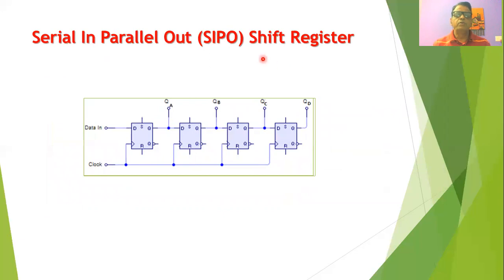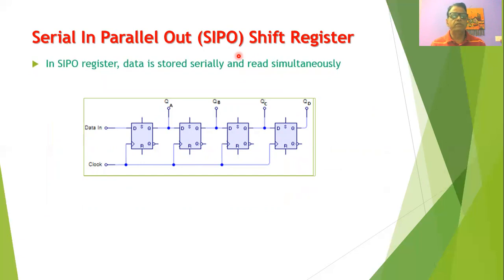Now, another type of shift register is called the serial in parallel out shift register, or the SIPO shift register. In this register, the data is to be stored serially, that is sequentially. But whenever we want to read the data, then it has to be read simultaneously or parallelly.